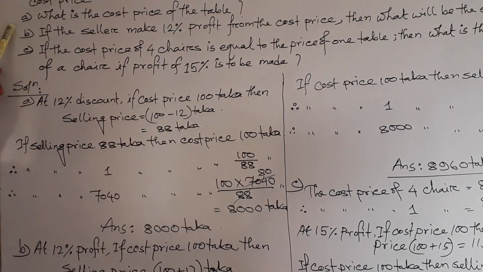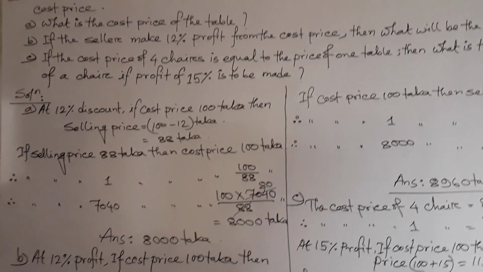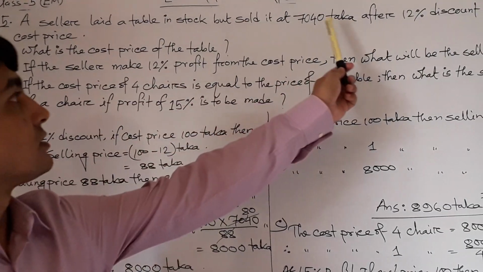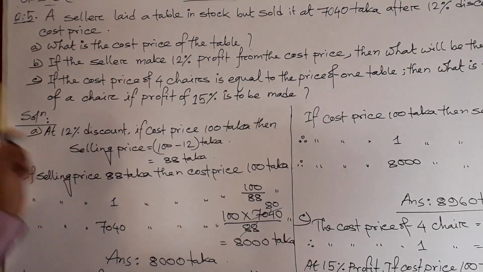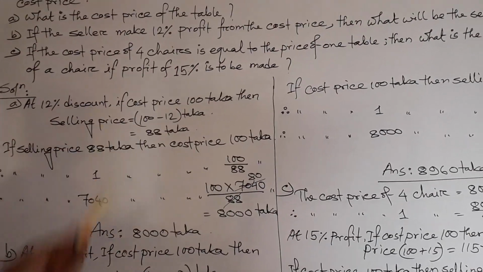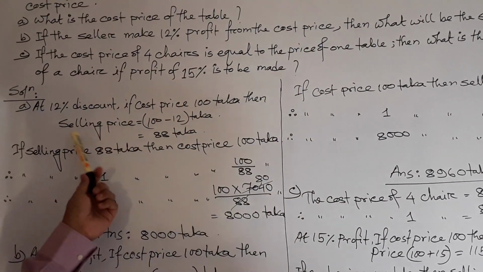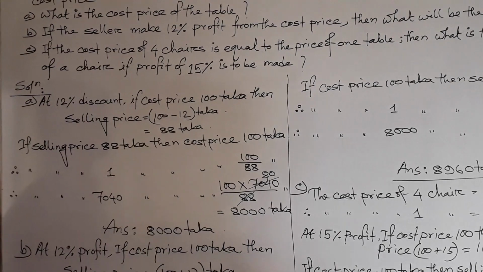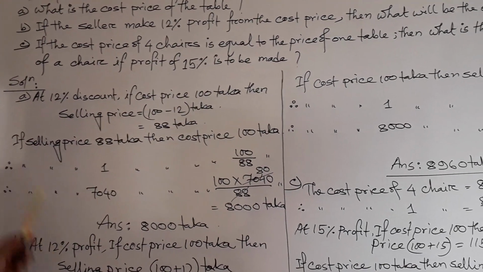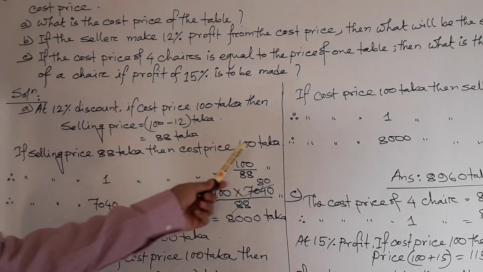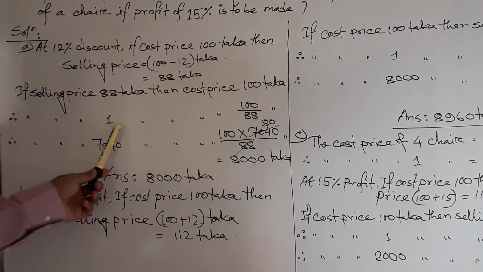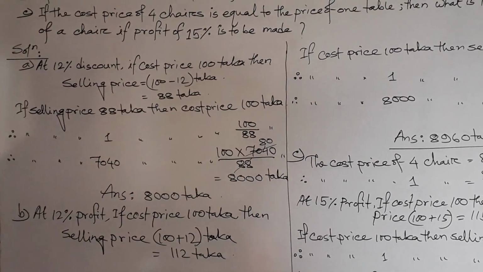At first we solve question number A. What is the cost price of the table? Now follow the steps. That is the 12% discount. 12% discount means loss. At 12% discount, if cost price is 100 taka, then selling price is 100 minus 12, that is 88 taka. Now we write down: selling price 88 taka, then cost price 100 taka. Then if the selling price is 1 taka, then cost price is 100 divided by 88.